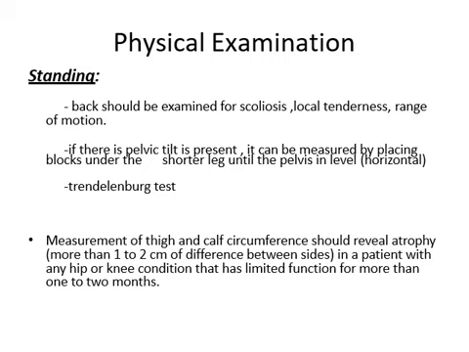The back should be examined for scoliosis, which is deviation of the spine, or any tenderness, and looking at the pelvis to check if there is any tilt. This can be managed or measured by placing a block under the shorter leg. So if there is a leg length discrepancy and one limb is shorter than the other, the pelvis will tilt, and putting a block under the short limb will correct this as well.